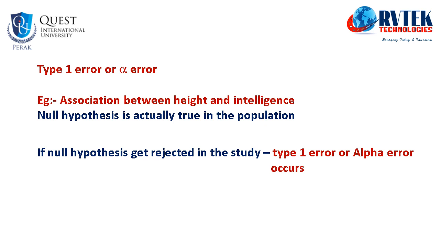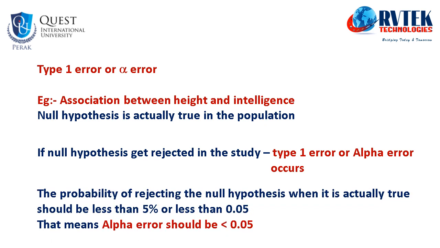Is it clear? Now, the probability of rejecting the null hypothesis when it is actually true should be less than 5% or less than 0.05. That means that alpha error or type 1 error should be less than 0.05.